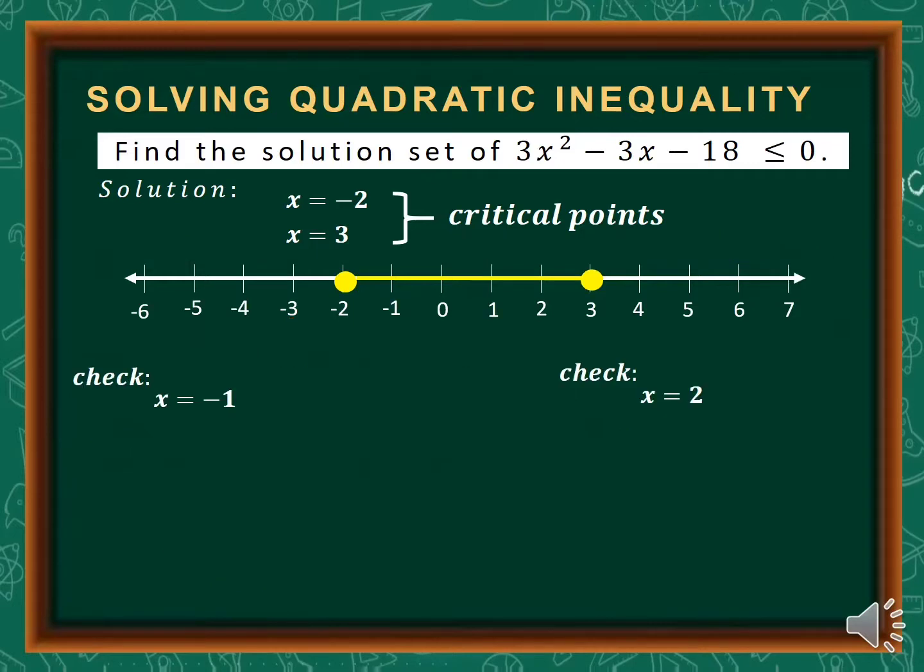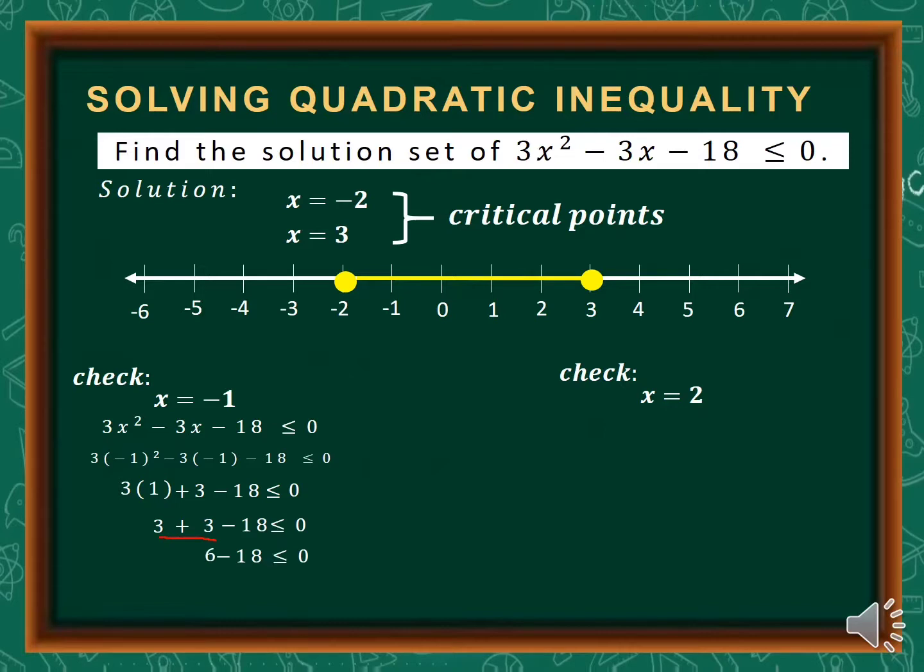Okay, so check nga natin, tunay kaya na lahat ng points dito ay mag-true? Check natin, kunin natin yung negative 1. Negative 1, pag sinubstitute po natin, that will result to 1 times 1 is 1, negative 3 times negative 1 is positive 3 minus 18 is less than or equal to 0. 3 times 1 is 3, plus 3 minus 18 is less than or equal to 0. 3 plus 3, okay, we have 6 minus 18 is less than or equal to 0. And 6 minus 18, the answer is correct. So we have negative 12 is less than or equal to 0. So meaning to say, that is a true solution.